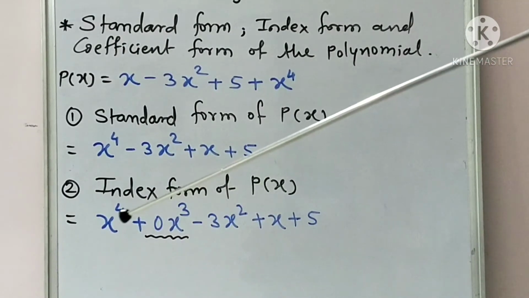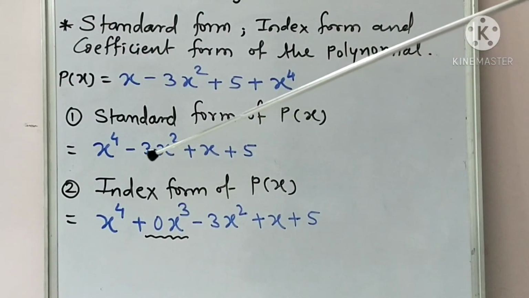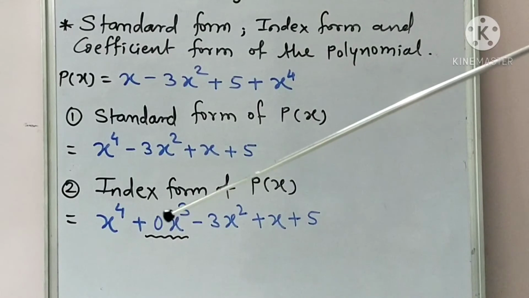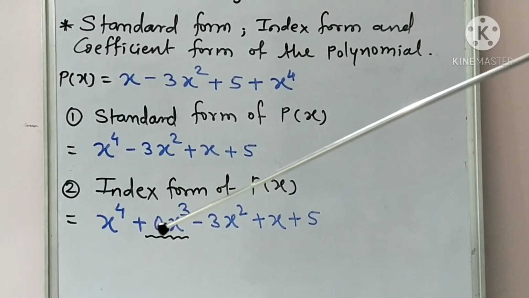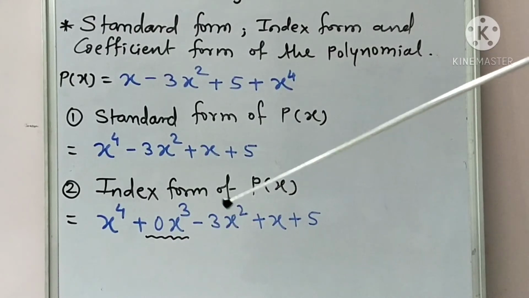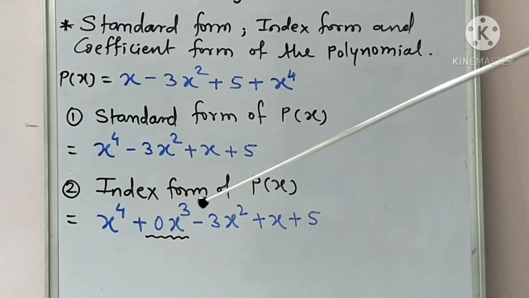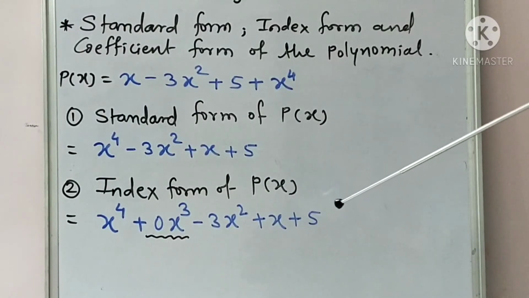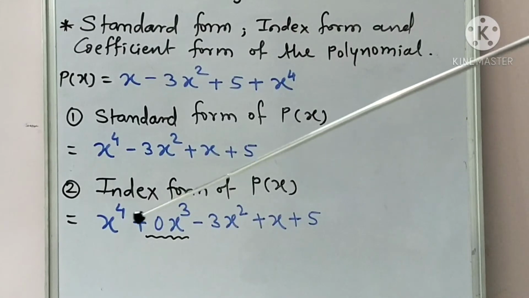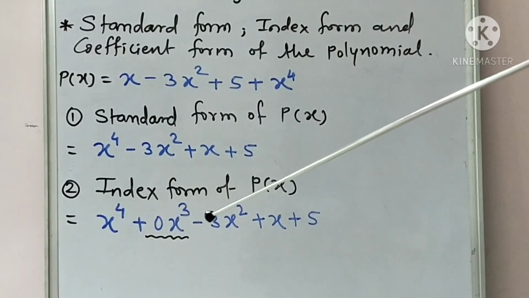After x to the power 4, in descending order, the power 3 is missing here. So you have to write x cube, taking its coefficient as 0. Then minus 3x square, then x and 5, meaning powers 4, 3, 2, 1, 0 you are getting here. This index form is required in our synthetic division method.